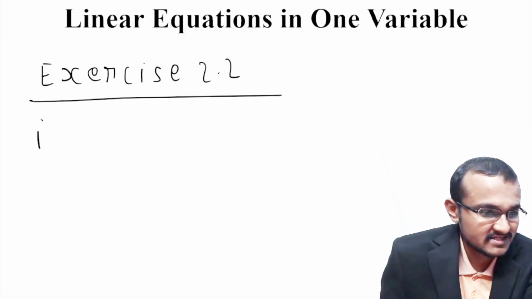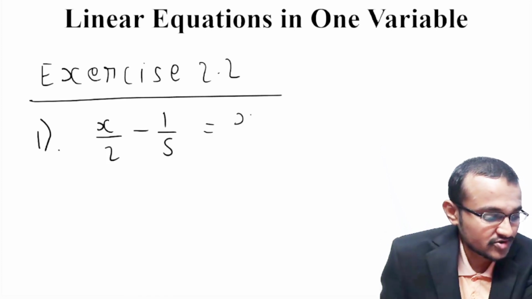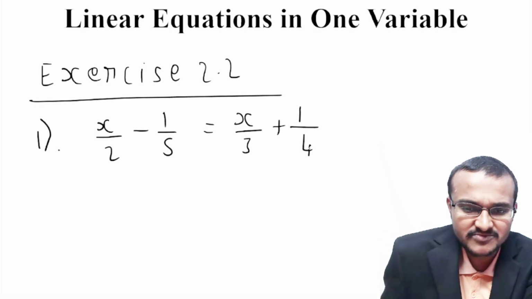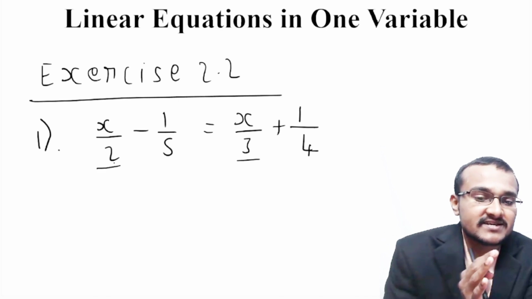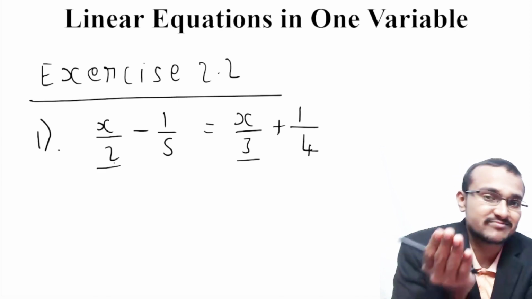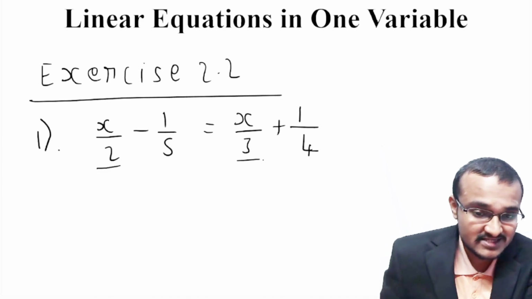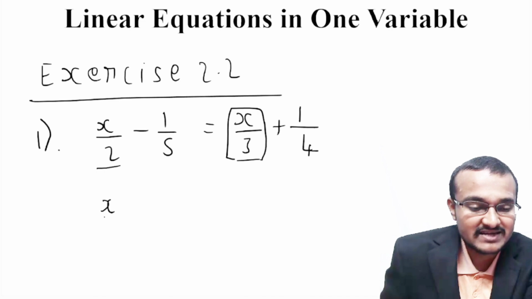Coming to the first question in this particular exercise 2.2, so you have x by 2 minus 1 by 5 is equal to x by 3 plus 1 by 4. Now you can actually solve this particular equation. So this x by 3 and x by 2 you can take on one side. So for that you can bring this x by 3 from right to left hand side. So here it is plus x by 3. So when you bring that to left hand side, it will become minus x by 3. So x by 2 minus x by 3.